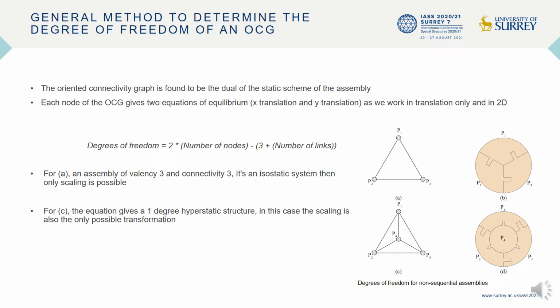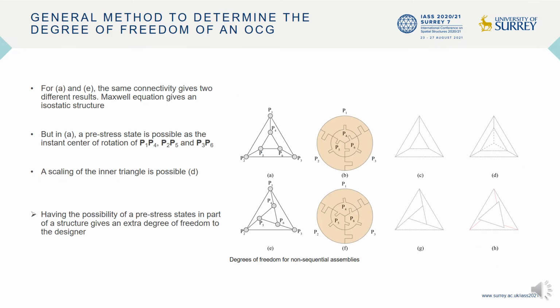In the case of C, the equation gives a 1 degree hyperstatic structure, but in this case, scaling is also possible. In this case, the same connectivity gives 2 different results. In A and E, the Maxwell equation gives an isostatic structure, but in the first case, a pre-stress state is possible as the instant center of rotation of P1, P4, P2, P5, and P3, P6 meet at the same point. In this case, a scaling of the inner triangle is possible, whereas in E, only the global scaling is possible.